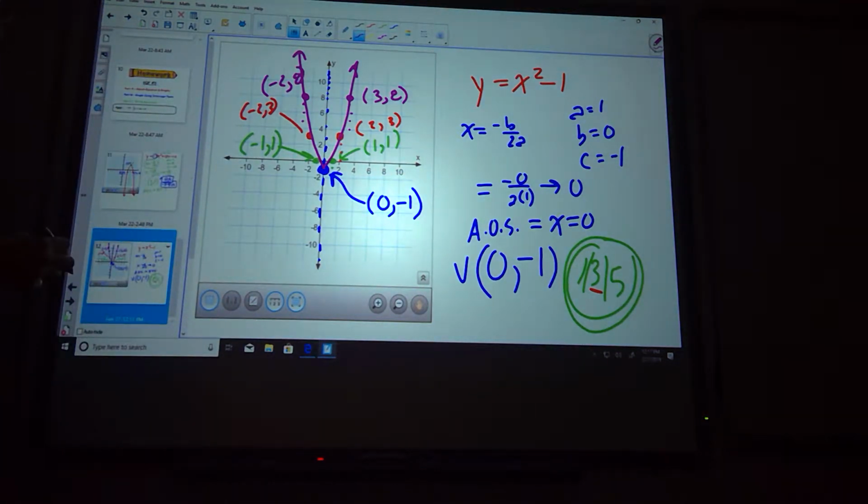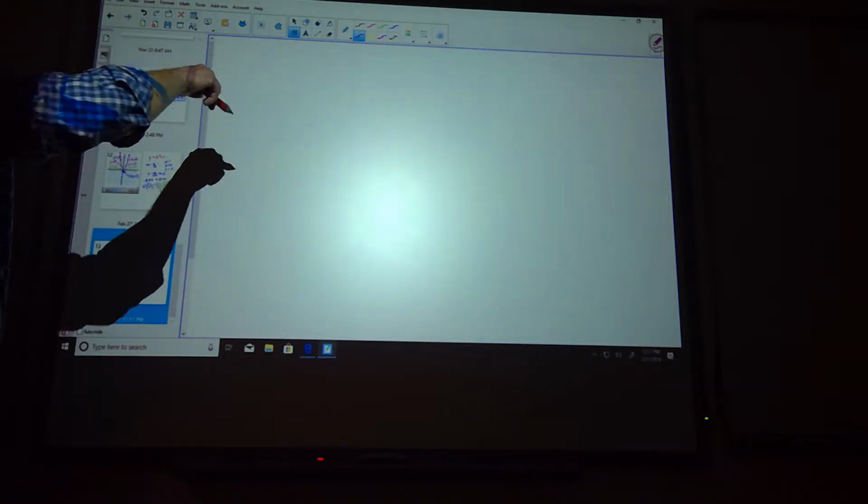There we go. Wait, so what does the 1, 3, 5 do? Because that's the pattern graph. So let's do it this way. Let me just pull up an arbitrary problem. Okay. And you can jot these notes down anywhere on that green packet.